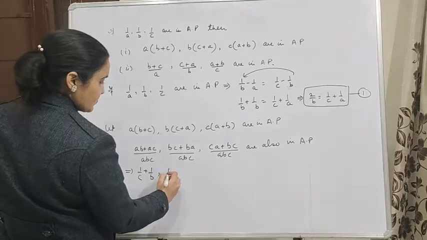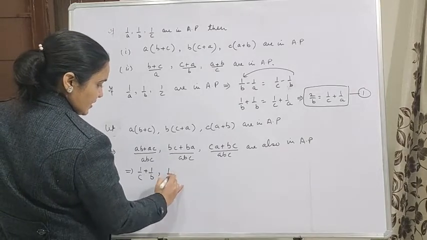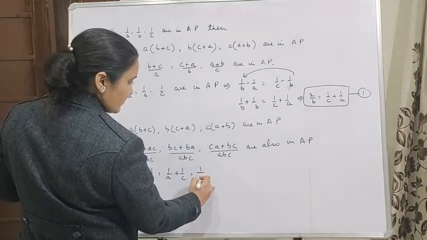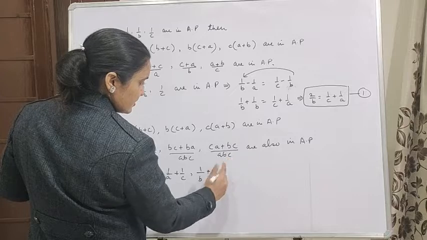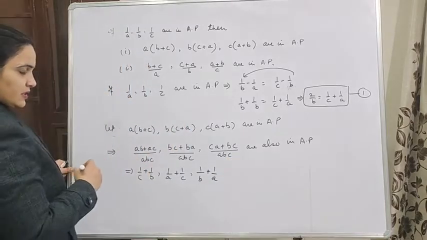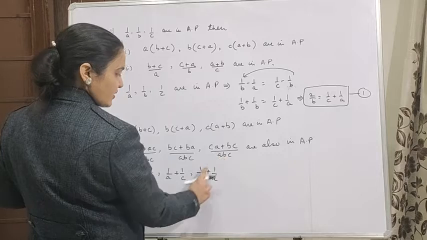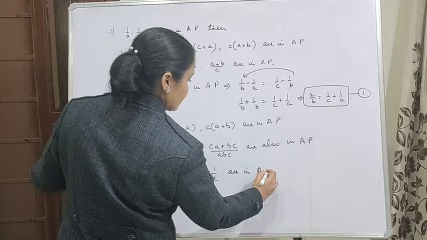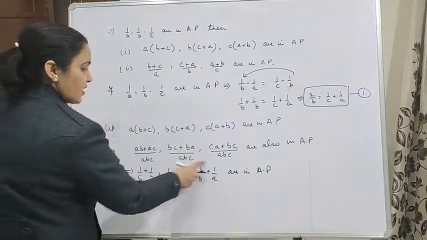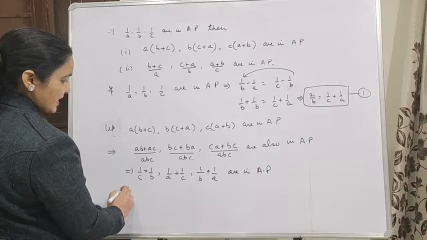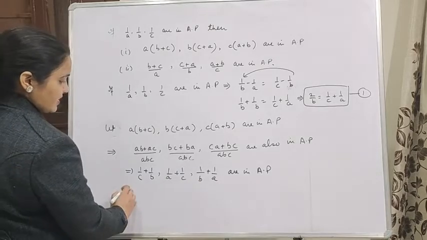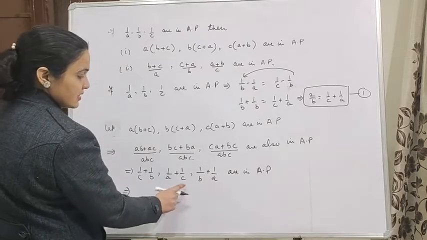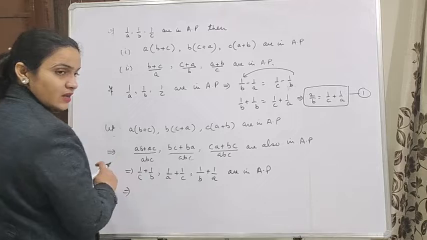AB, and this is 1 upon A plus 1 upon C, and this is 1 upon B plus 1 upon A. Clear? Divide this by this, C and C cancel, 1 upon B; divide this by this, 1 upon A. Clear? Let us check now whether they are in AP. If they are in AP, then the difference between this with this and this with this are equal.